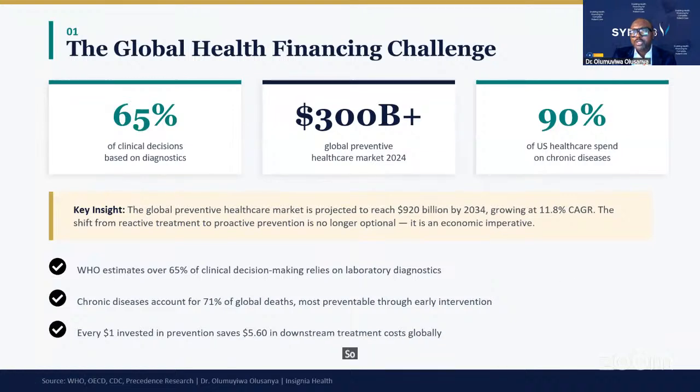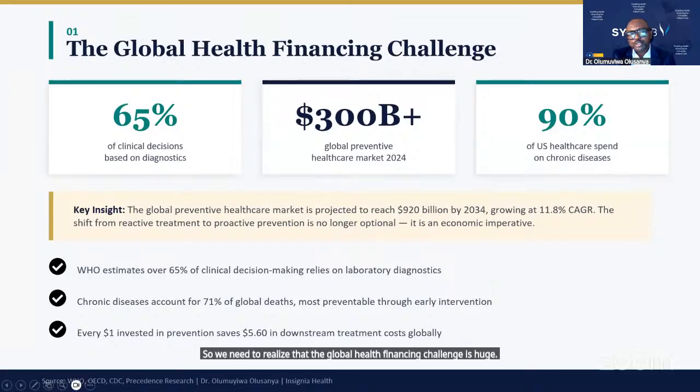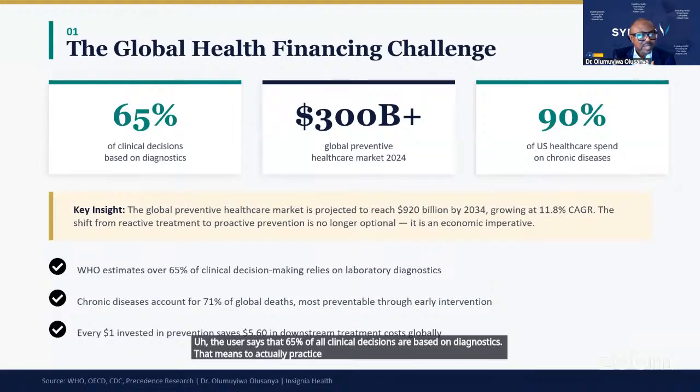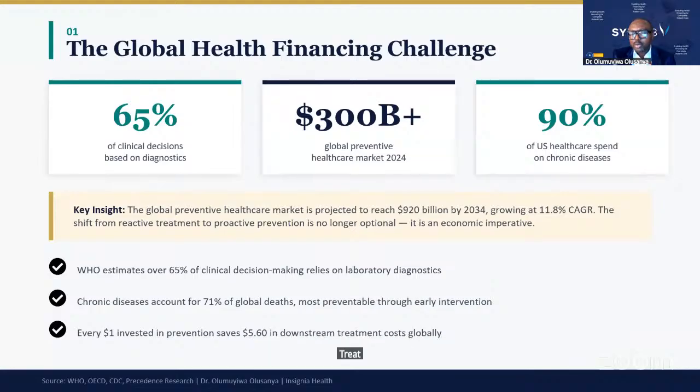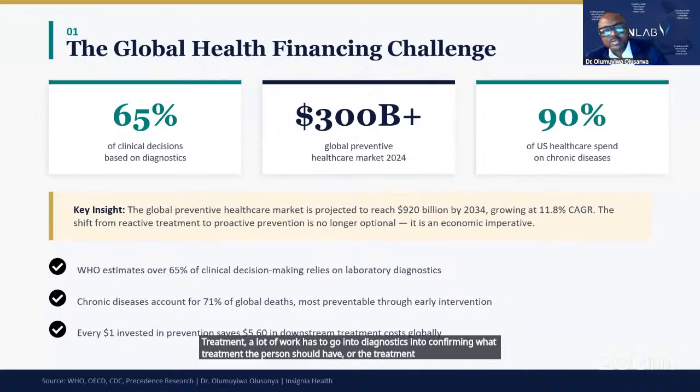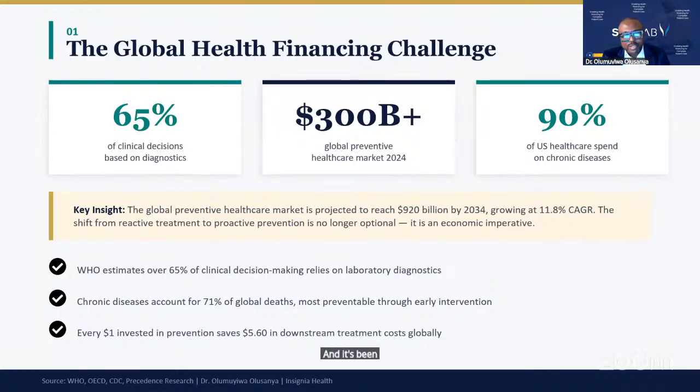So we need to realize that the global health financing challenge is huge. WHO says that 65% of all clinical decisions are based on diagnostics. That means to actually practice evidence-based treatment, a lot of work has to go into diagnostics, into confirming what treatment the patient should have. And it's been confirmed that about $300 billion represents the size of the global preventive healthcare market as of 2024.